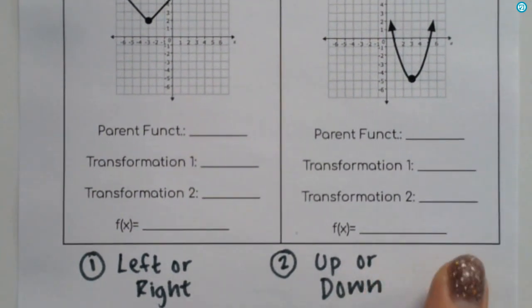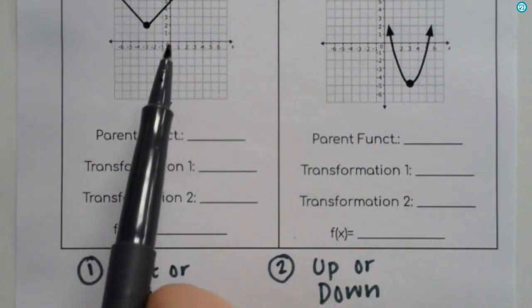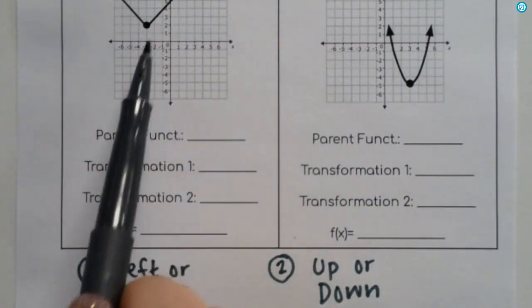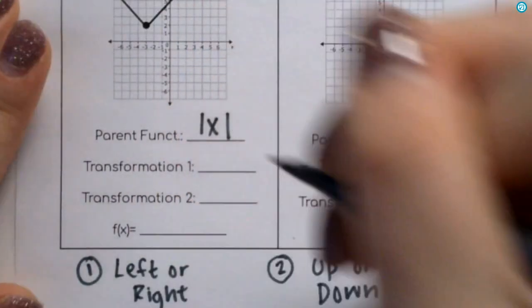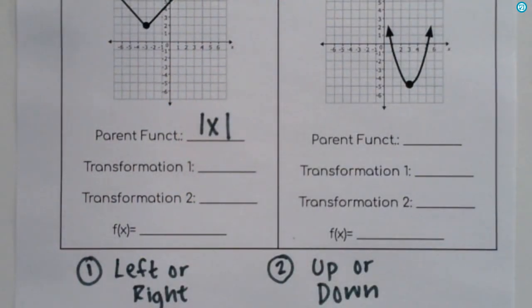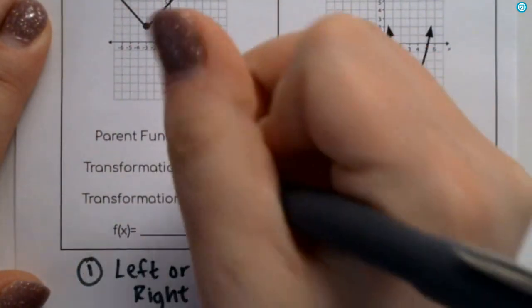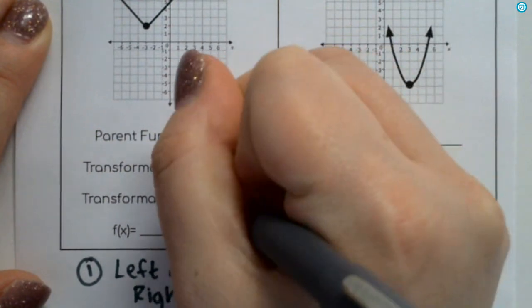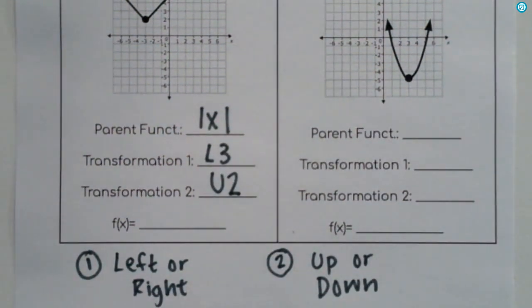Okay, so moving back up to my function, I just wanted to put that note in here. We move, or first of all, this is the V-shaped one, so this is absolute value of x. And then this function has moved left and up. So it moved left 3 and up 2. So you want to put left 3, up 2.